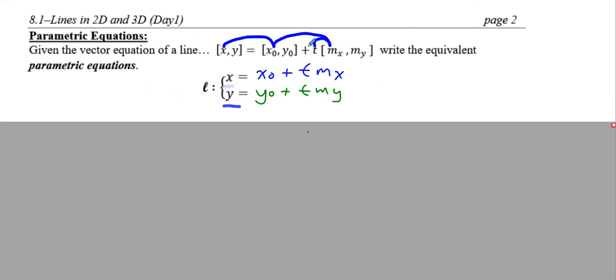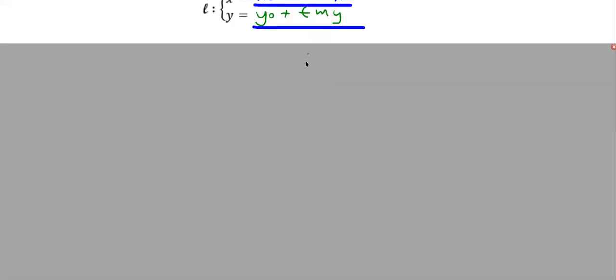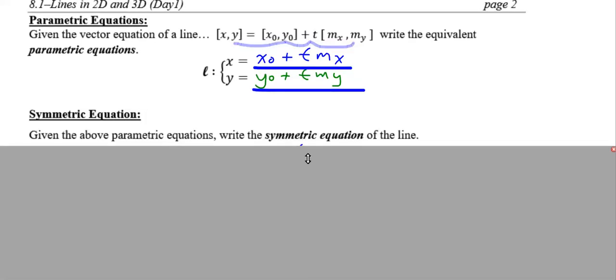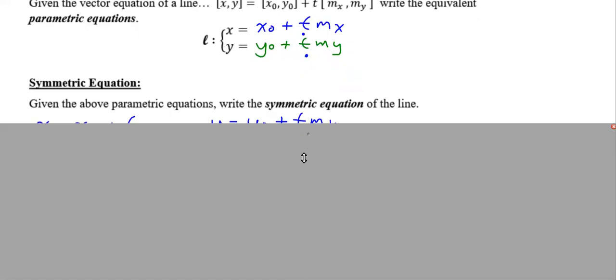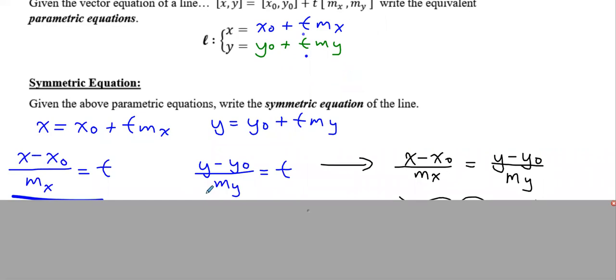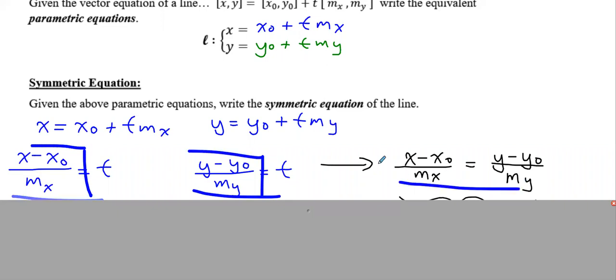So x naught plus tmx, and then the y follows the y portions. Right, so just breaking it into different parts. So that would be referred to as parametric equations. Symmetric equations come from taking both of these equations and solving for t. And since when you do that, if you solve for t, these must be equivalent, these expressions here. And that's what's known as a symmetric equation.